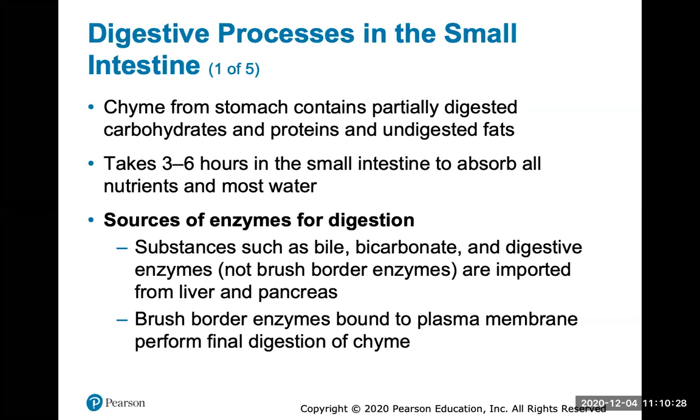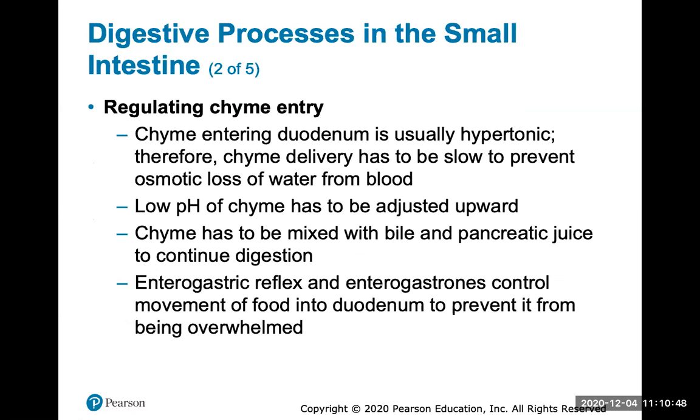Okay, sources of enzymes for the digestion. The digestive process takes about 3 to 6 hours to absorb all the nutrients and most of the water. We have bile, bicarbonate, and other digestive enzymes imported from the liver and pancreas. Brush border enzymes from those microvilli are bound to the plasma membrane to perform the final digestion of chyme.